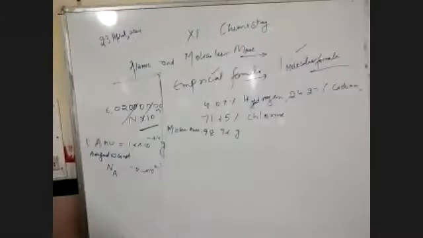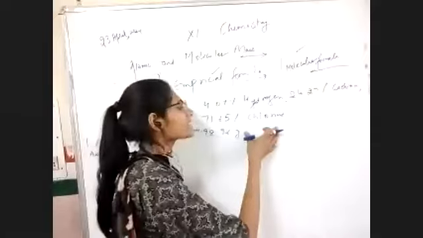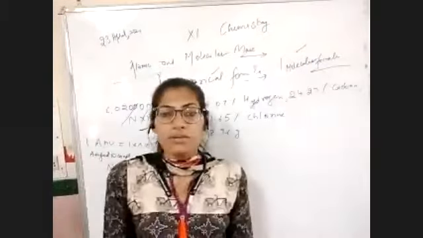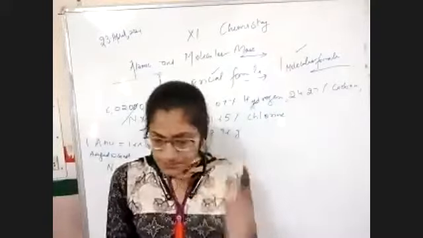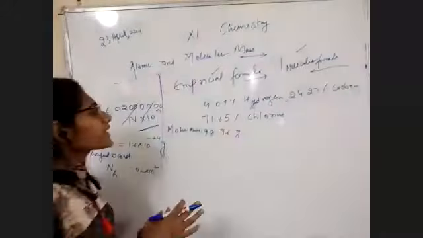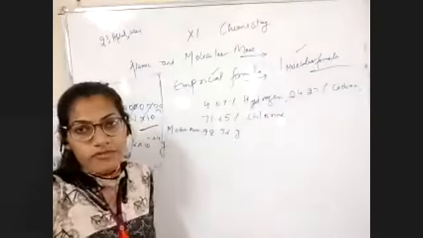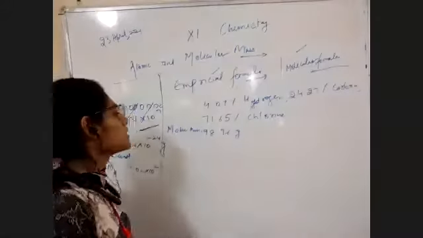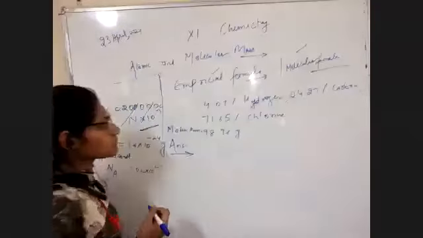So let's understand how we can calculate, with the help of percentage composition, the exact formula of that particular molecule. So let's start. The first point is, we have to convert this percentage composition into gram. We have to convert this percentage composition into the mass. So let's know how to do this particular thing.